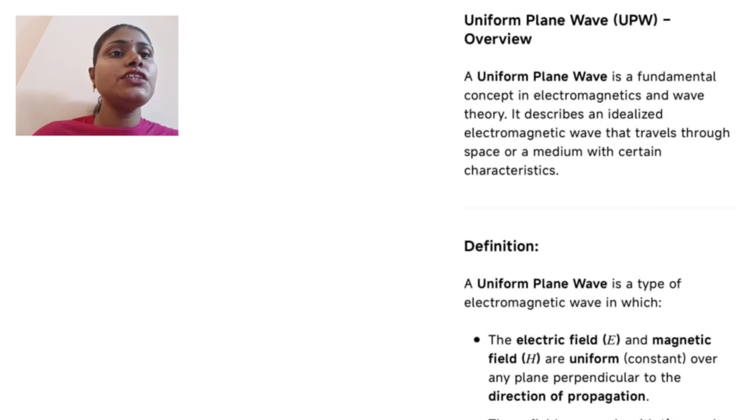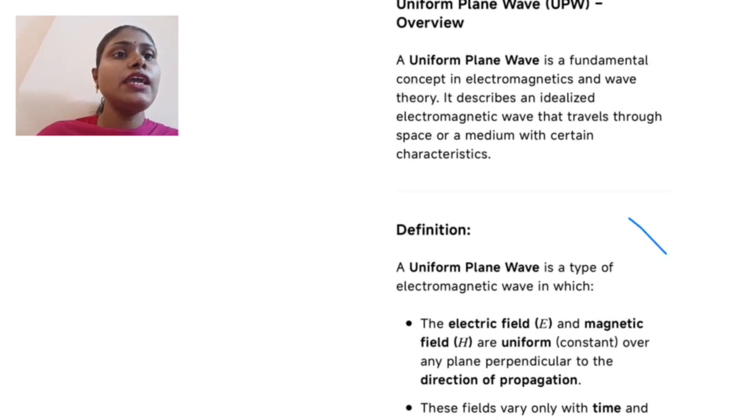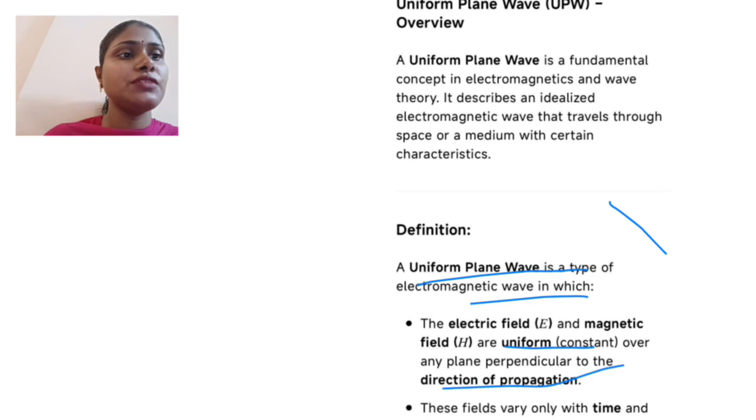So let's discuss the definition. A uniform plane wave is a type of electromagnetic wave in which the electric and magnetic fields are uniform, as we discussed earlier, and constant over any plane perpendicular to the direction of propagation.